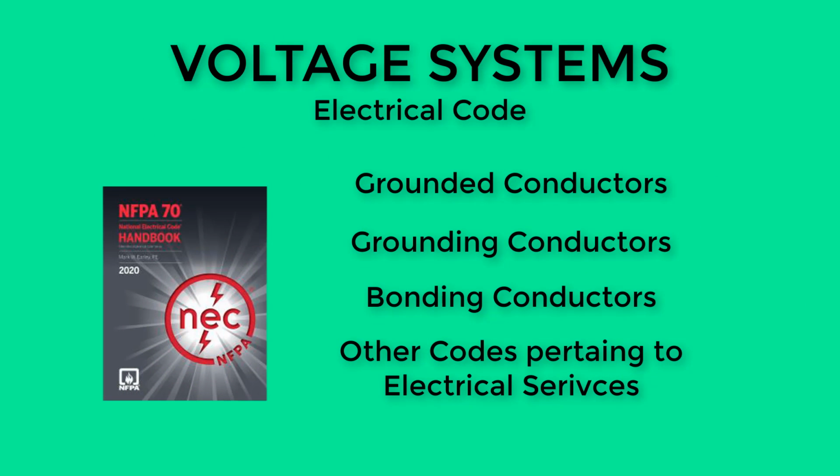This video identifies common voltage systems and typical voltage measurements. Please note that electrical codes apply to all voltage services and voltage systems. Refer to the National Electrical Code for rules and regulations pertaining to electrical services including grounded conductors, grounding conductors, bonding requirements, and equipment grounds. Code requirements are intended to create a safe electrical system.